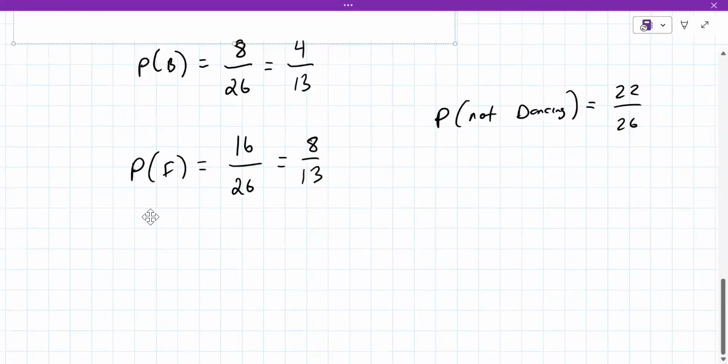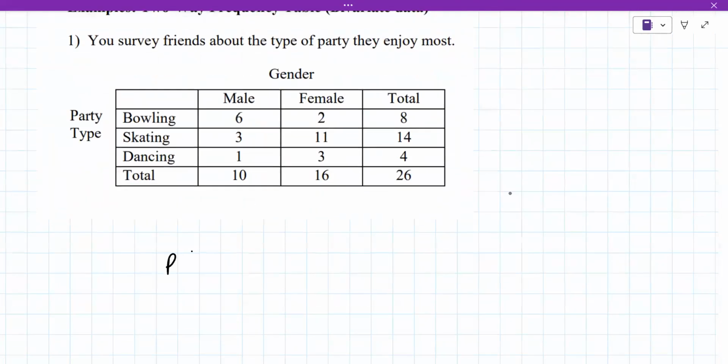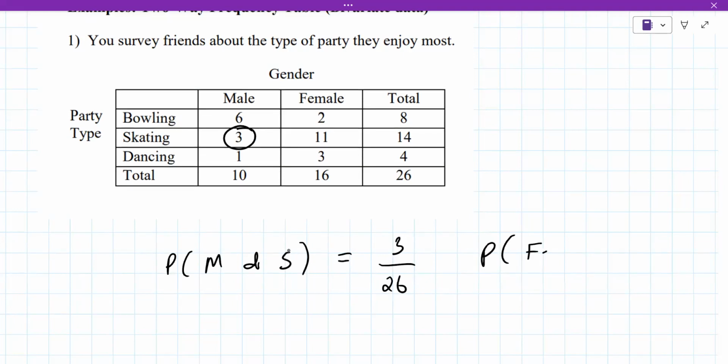Now the next thing I could ask you: the probability of male and skating. That's a single cell. I'm sorry, male and skating. Oh, that's an "and." Okay. So skating would be 3 out of 26. Whenever it's a single cell, it's that over the total. As opposed to the probability of, like, total female bowler would be what out of what?